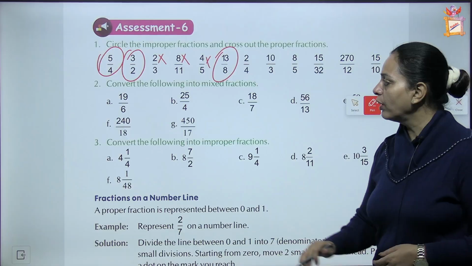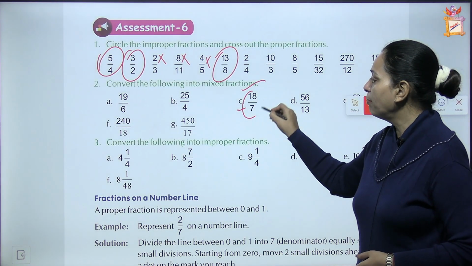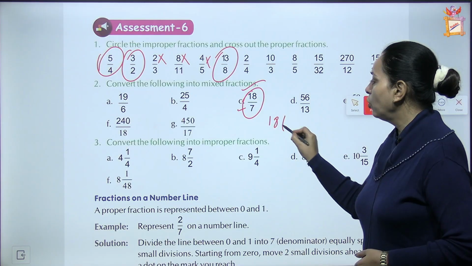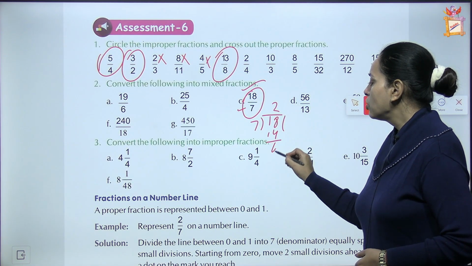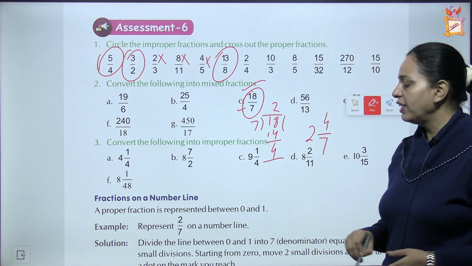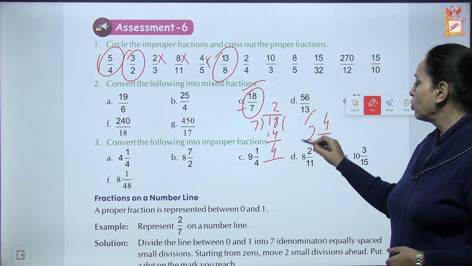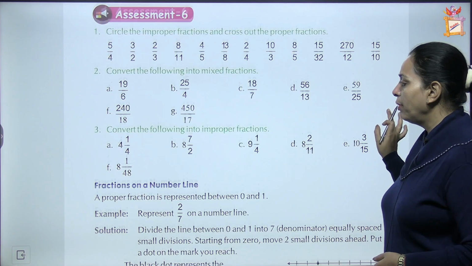The second one, convert the following into mixed fraction. Mixed fraction में change करें. C part, 18 by 7, यानी 18 को divide कर दें 7 से. 7 2s are 14. So 2 quotient, 4 remainder and 7 is the denominator. So this is the mixed fraction. Similarly, you can try the remaining parts.